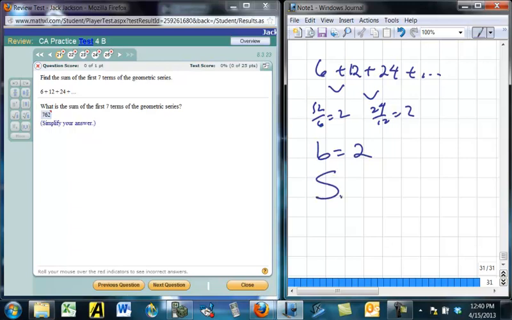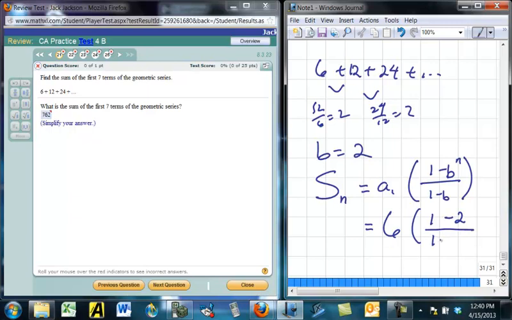Okay, the sum of a geometric series is your first term, 1 minus base to the number of terms over 1 minus the base. A lot of books will use R here for common ratio, but I reserve R for the percentage rate of growth. Okay, so A1, the first term is 6, the base is 2, and the number of terms was 7.